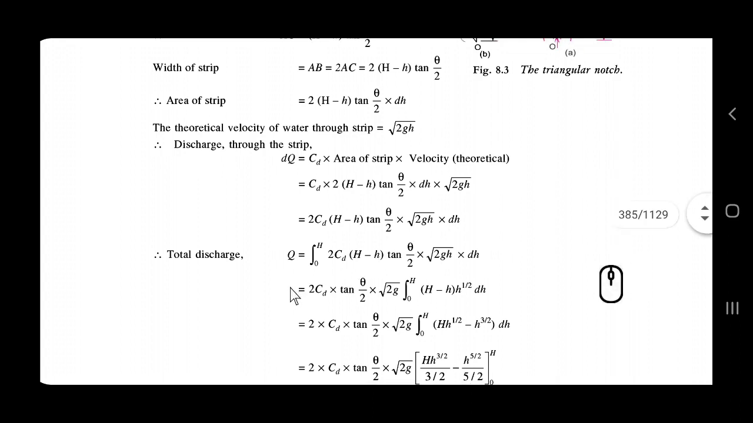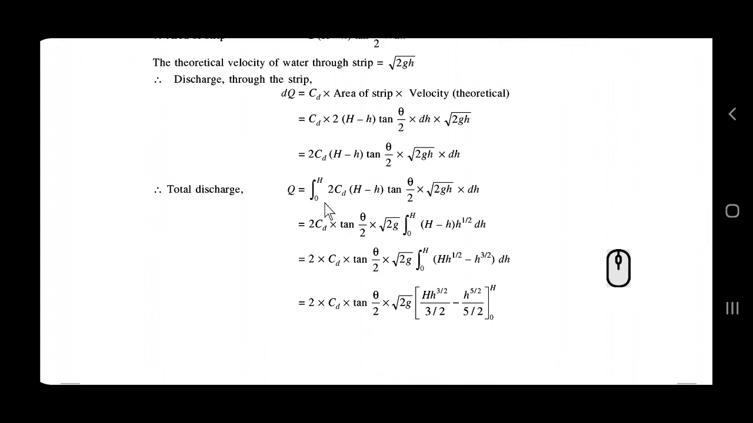So here total discharge is equal to integral 0 to capital H of 2 Cd tan theta by 2, like that. So we are taking all the constant terms outside. So inside the integral we have (capital H minus small h) into h raised to half. So expanding or opening this bracket, we will get capital H into h raised to half minus small h raised to 3 by 2 into dh. So 0 to H we are integrating.